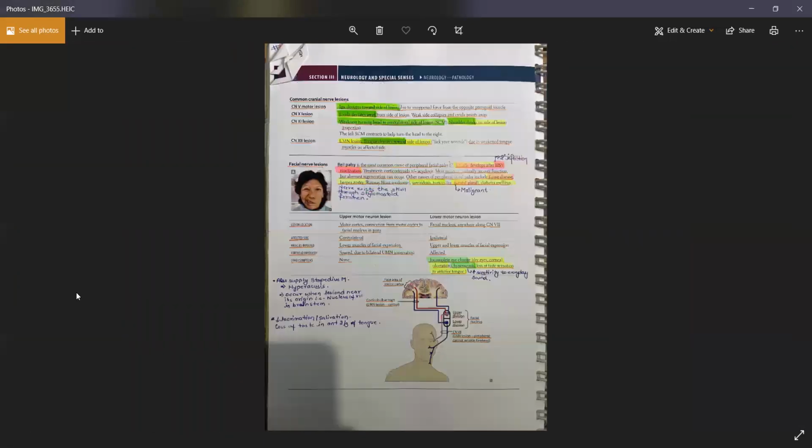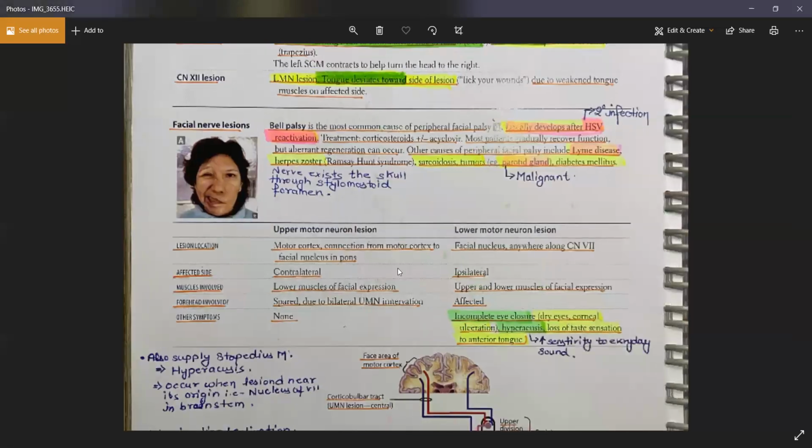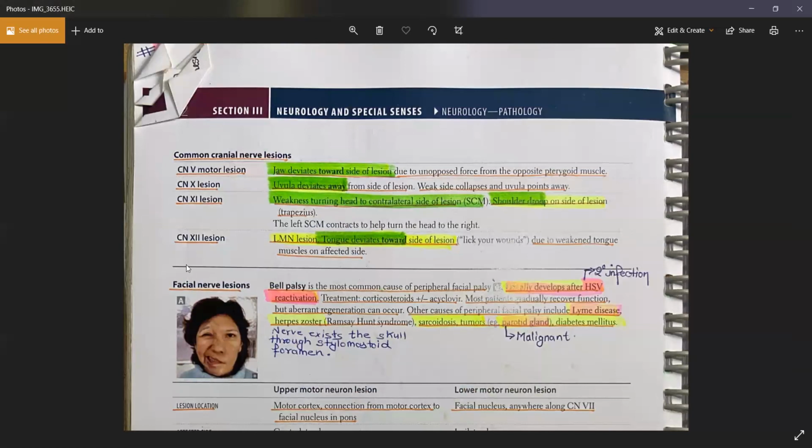Then you have the common cranial nerve lesions that you must remember, because whenever you hear any of these nerve lesions, they will ask what kind of symptom you will get because of the nerve damage. For the fifth nerve damage, look at the mandibular nerve, because this nerve supplies the muscles of the jaw. Because of damage in the mandibular nerve, you can have jaw deviation towards the side of the lesion.